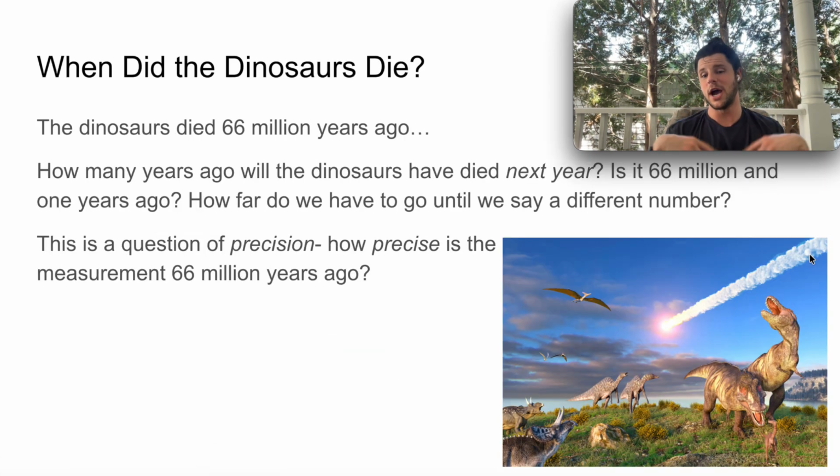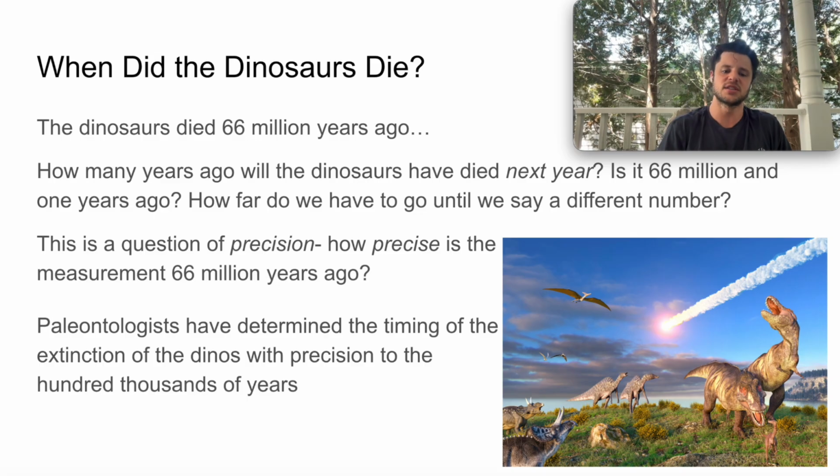Okay, so let's rewind real quick. Let's think about the dinos one more time. So they went extinct about 66 million years ago. So obviously the 66 million, we can communicate this with some level of precision that would give us an indication as to how precise that measurement of 66 million years ago is.